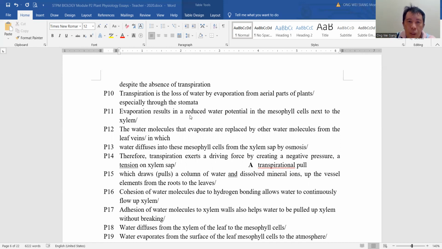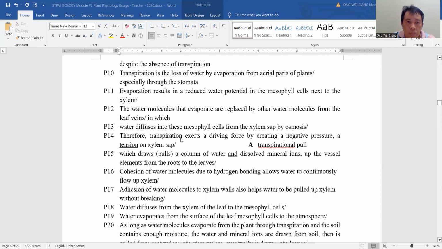As mentioned here, the water molecules that evaporate are replaced by other water molecules from the leaf vein, in which water diffuses into the mesophyll cell from the xylem sap by osmosis. So you can see they form a water stream. The water molecule is pulled from the leaf xylem, then to the spongy mesophyll cell, and then evaporates to the air space.